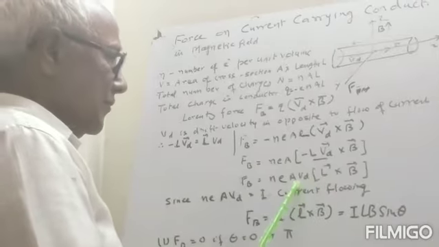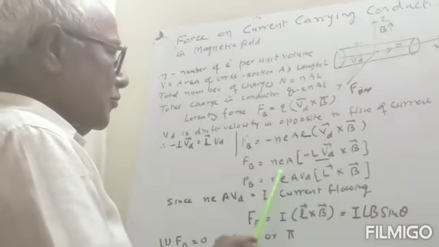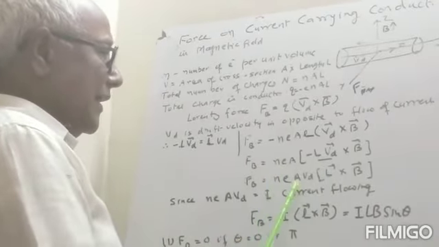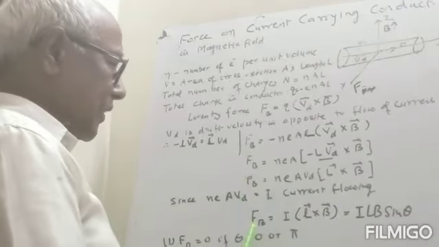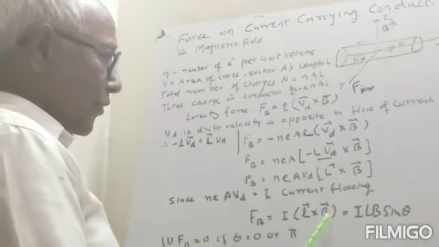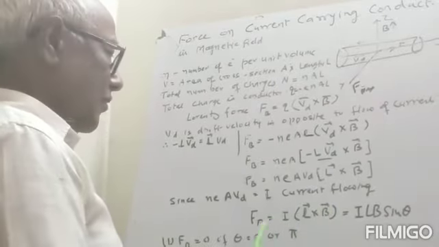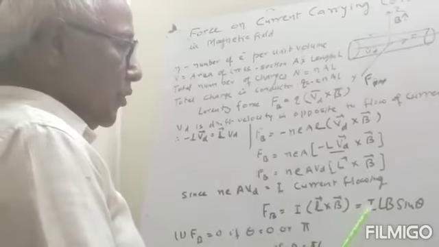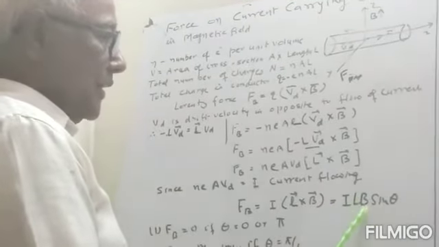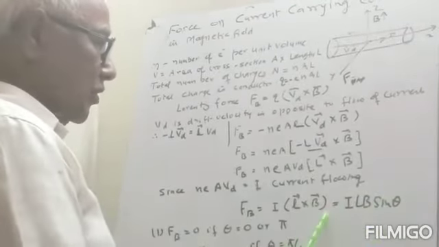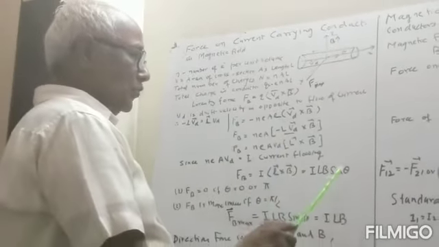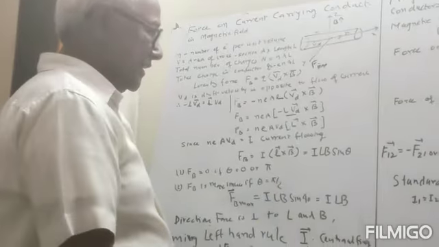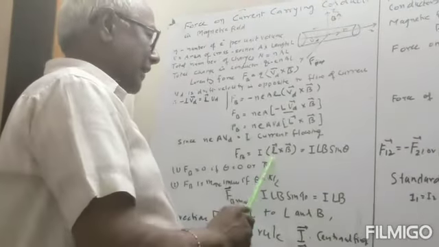This is the current. So the current passing through the conductor is equal to n e A Vd. So we will substitute I. So Fb will be equal to I L cross B. Or we can say this is equal to I L B sin theta, because the cross product will be equal to L into B into sin theta, where theta is the angle between L and B.